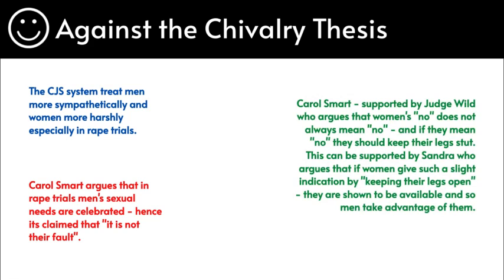Carol Smart was supported by Judge Wild, and Judge Wild argues that women's no does not always mean no, and if it actually means no, then all women have to do is keep their legs shut. This can be supported by Sandra, who argues that if women give a slight indication, for example by keeping their legs open, they are shown to seem more available, hence men take more advantage of them.